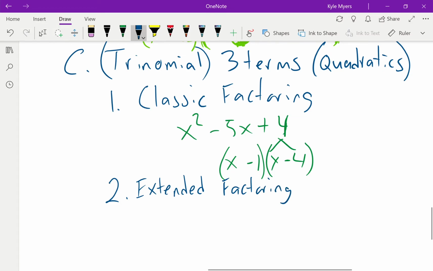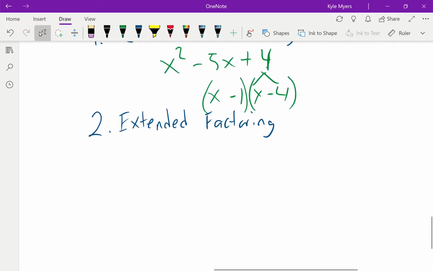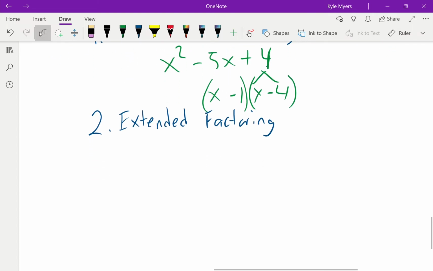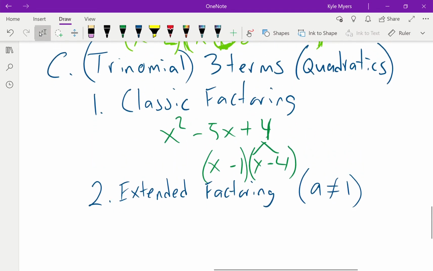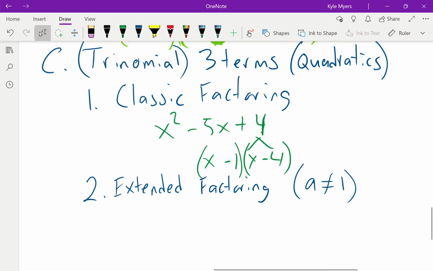I was looking this up online because I was wondering what other people call this. And there's a couple different names for it. But basically this is just when A is not equal to 1. All right, so that's the fancy way for it. You might see this in a book: A is not equal to 1. What does that mean? Well, let me show you.